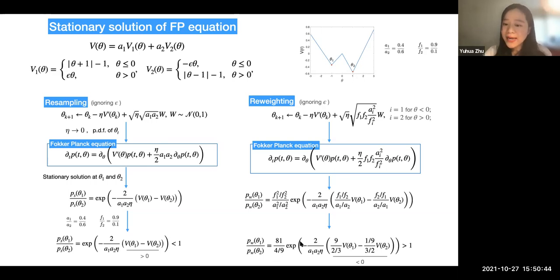However, for the reweighting case, since F1 is much larger than F2, the constant before the exponential term is larger than one. Again, because of this sampling bias, the exponential power also flips the sign, so the exponential term is also larger than one. So that's why for the reweighting case, we actually have more possibility to converge to theta one instead of theta two, which is the local minimum, because we have more sampling on the first group. But what we want is to converge to theta two, which has more population distribution. So that's why reweighting in this case is worse than resampling.